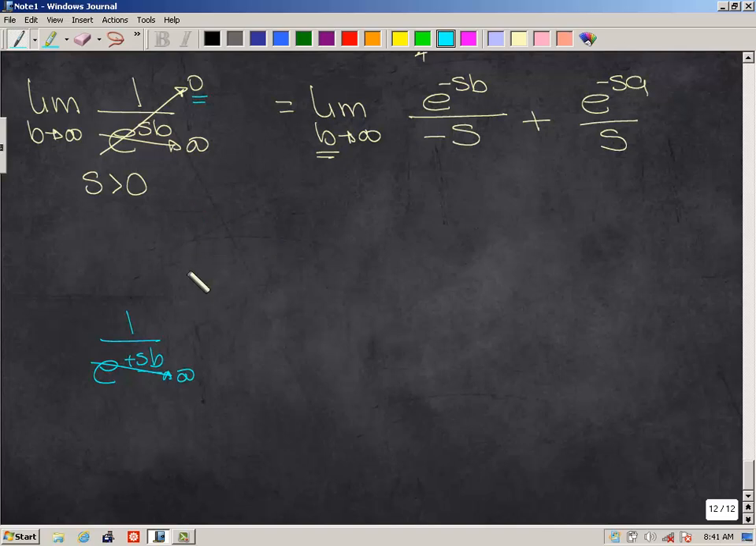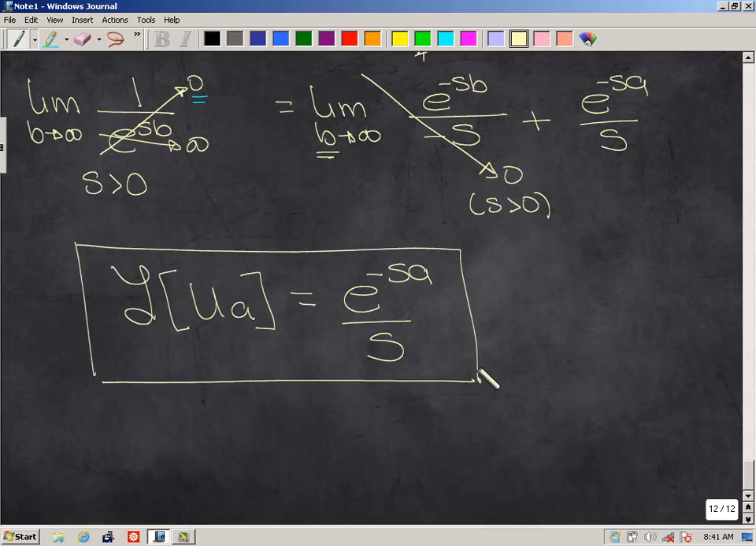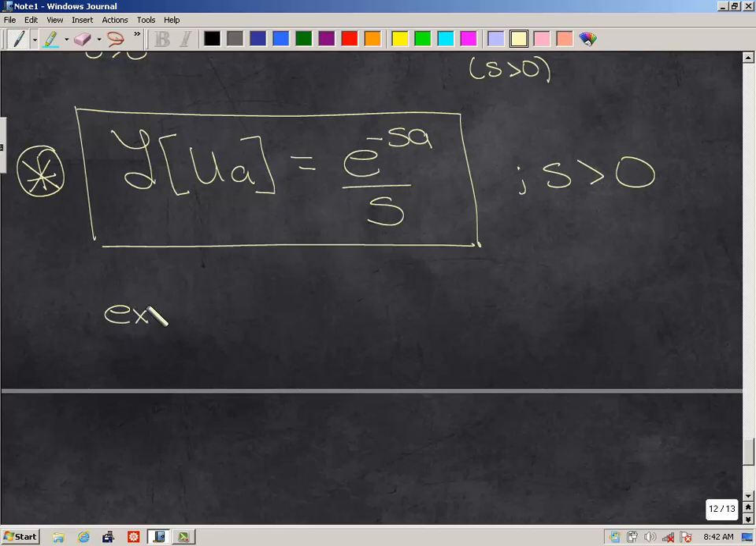Okay, we've done this in 7.2. I just wanted to quickly review that. So we're going to say that this is going to go to 0 provided s is greater than 0. So if that happens, what am I left with? What is the Laplace of u of a then? You're just left with e to the minus sa over s. This is when s is greater than 0. So this is a new Laplace transform you have to memorize, just like you did with Laplace of cosine, Laplace of sine, and so on. Let me just quickly give you an example of this before I move on.